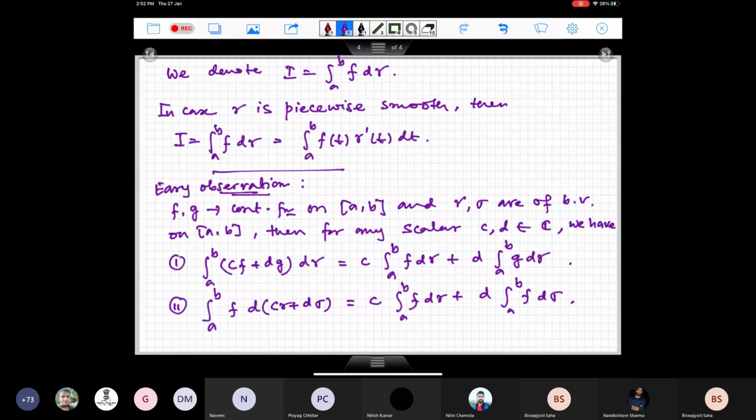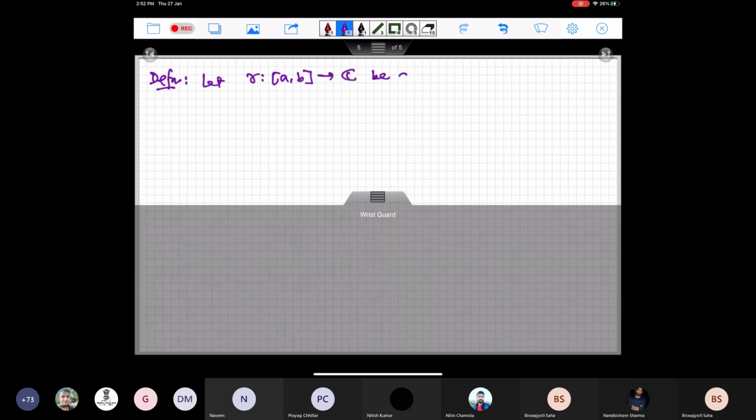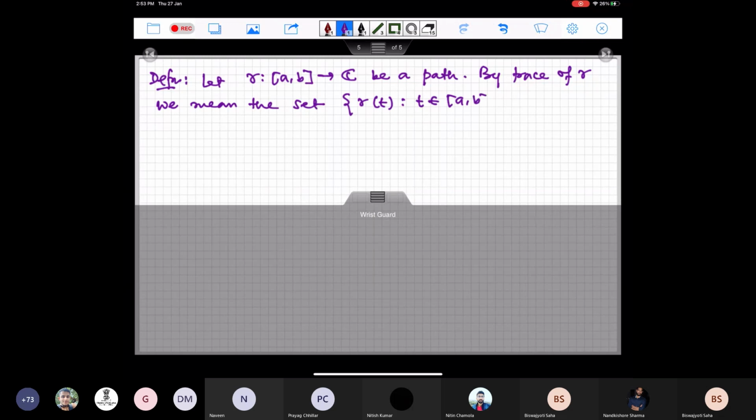Okay, great. So what follows is going to be the definition of the complex integral, and you will see how related this is with the Riemann-Stieltjes thing. So let's start with the following definition. Let gamma from the closed interval [a, b] to C be a path. By the trace of gamma, we mean the set of all gamma(t) such that t varies in the closed interval [a, b]. Okay, so that's the definition of the trace of gamma.